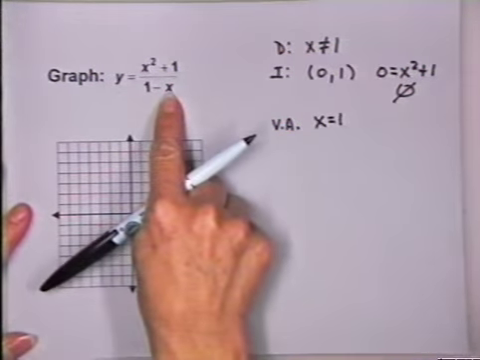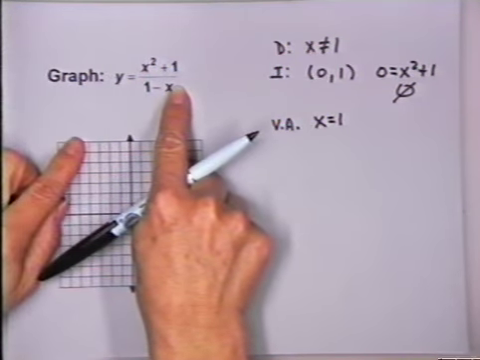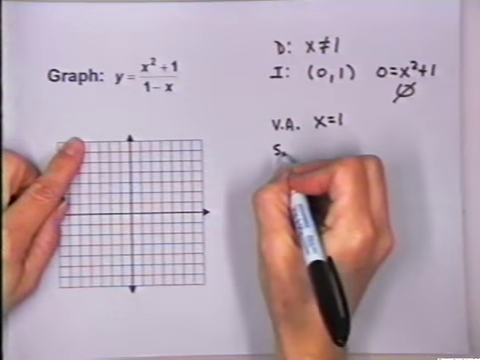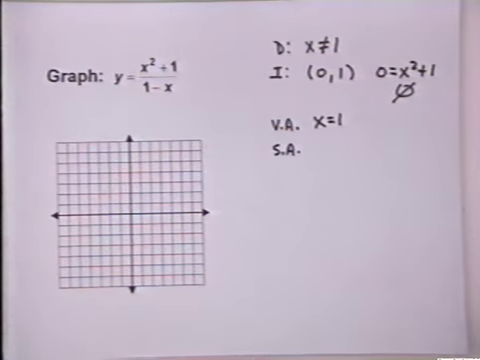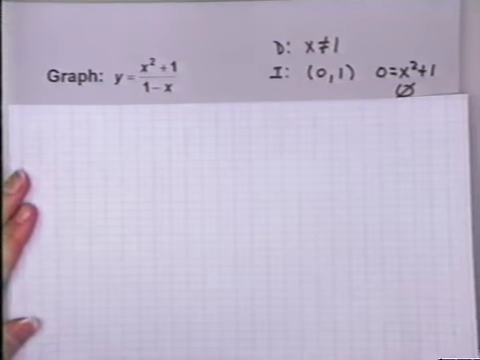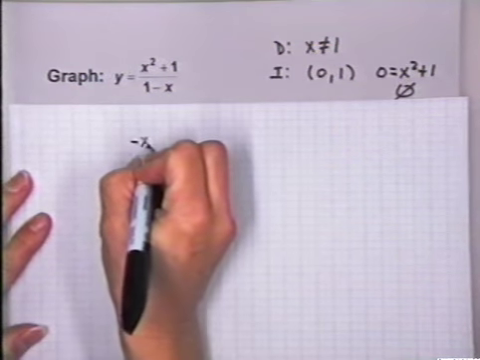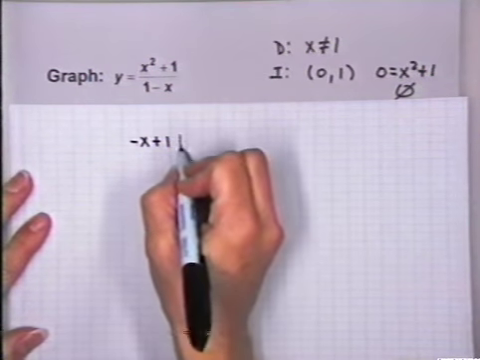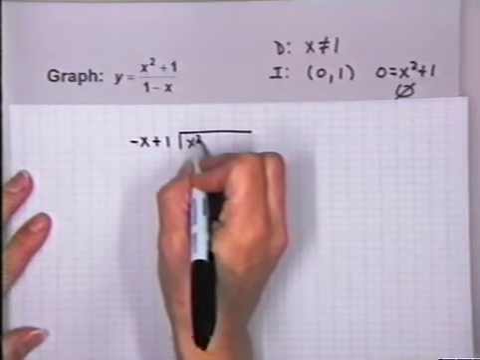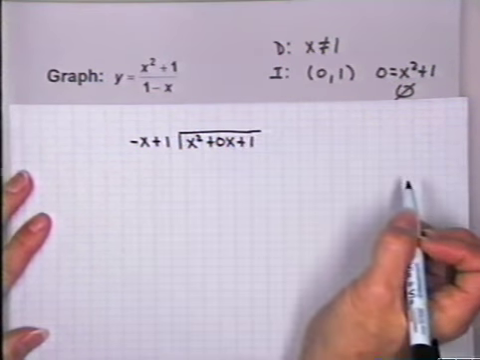Notice the largest power of x down here is first power. This is second, that's exactly 1 more. So I'm going to have a slant asymptote. We need to do our division to find that slant asymptote. Now, notice that's in the form 1 minus x, but when we divide, we need the x listed first. So let's rewrite that as negative x plus 1. And we're dividing into x squared. I'm going to put a 0x for a placeholder, plus 1.